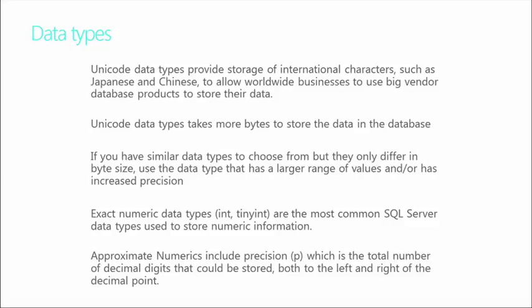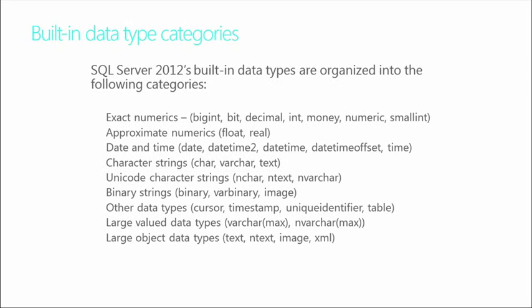We have what are called Unicode data types. You'll see that often. These provide storage for international characters. Non-Unicode data types are pretty much specific to the USA and English data types or characters. But if you want to bring in other native languages, we have to use the Unicode data types. Unicode data types take more storage in the database itself, so you have to be careful about that. Those are a couple of concerns we have to think about when we're looking at data types.